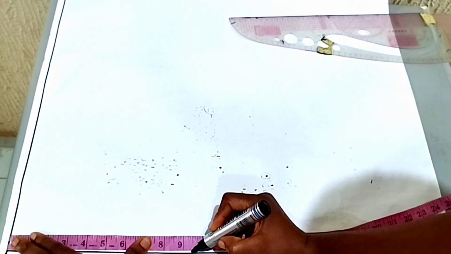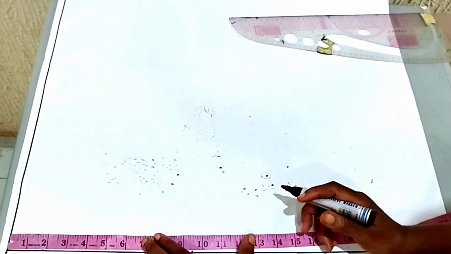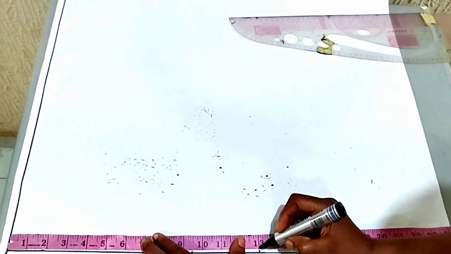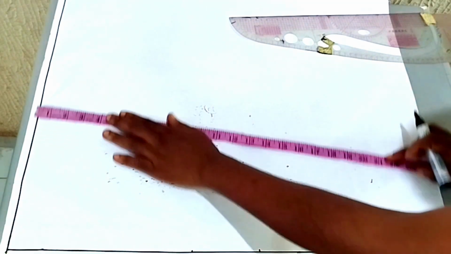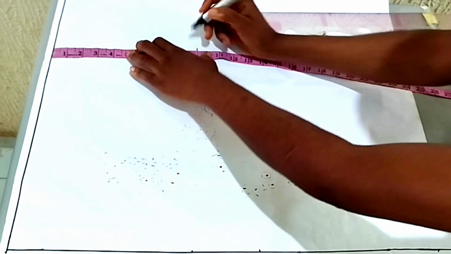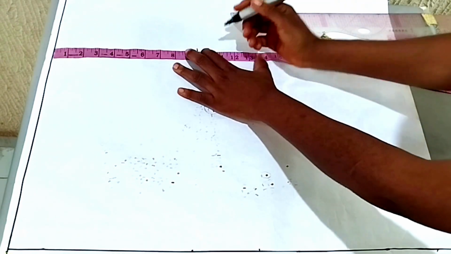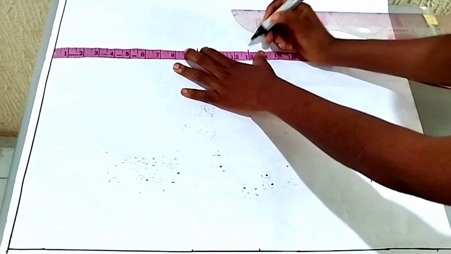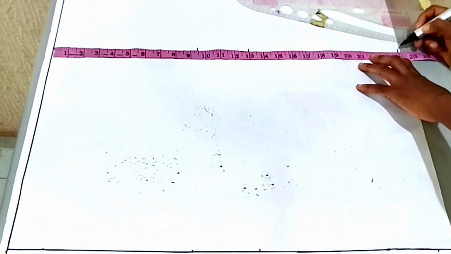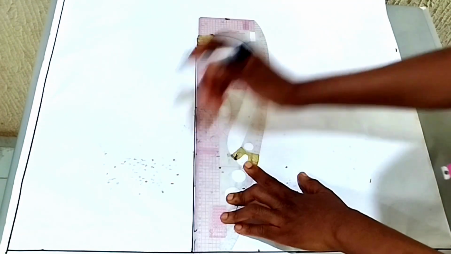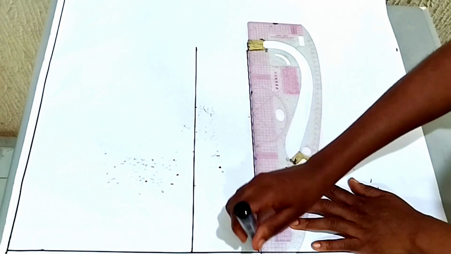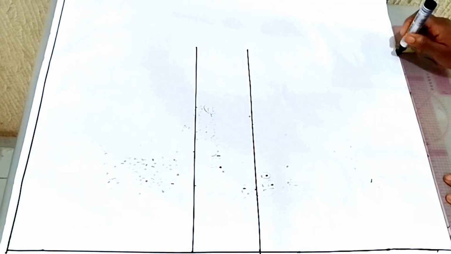First, I'll be taking my vertical measurements, starting from the shoulder to nipple, shoulder to under bust, shoulder to waist, and then the full length. For me, I am using 24 inches. Full length 24 inches. That is what I am using for mine. Then I am marking my vertical measurements, as you can see here on the video.